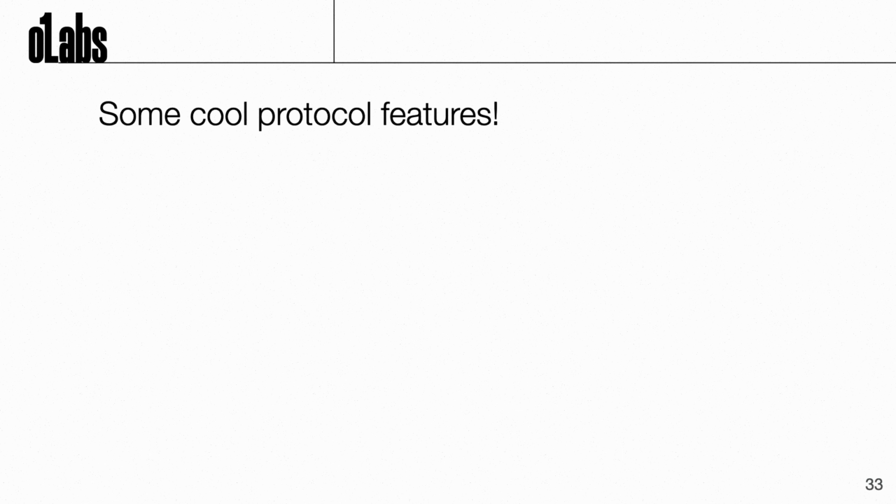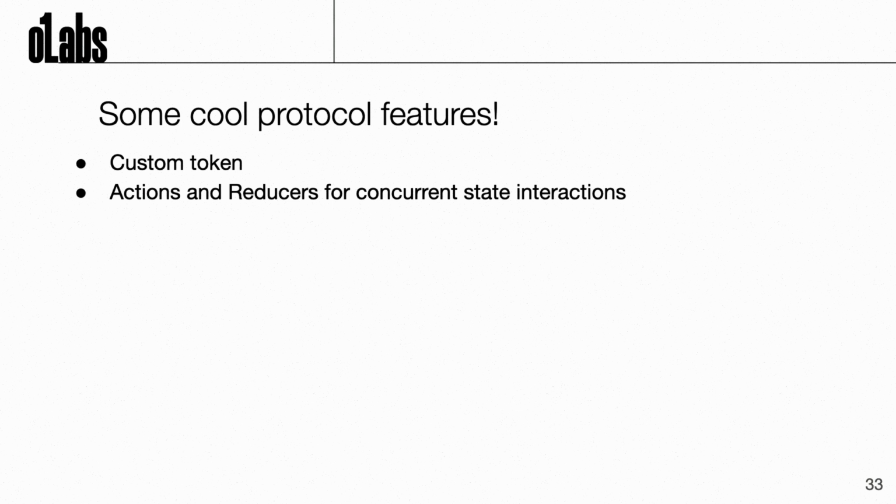So there are other cool protocol features that are more smart contract related that I still wanted to mention in case anyone is interested in using them. There's something called custom tokens, which are native to the blockchain, so you can utilize them to build all sorts of token-like behavior. There's something called actions and reducers, which help with concurrency and state interactions. So they are quite valuable.